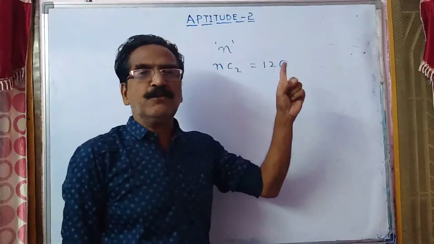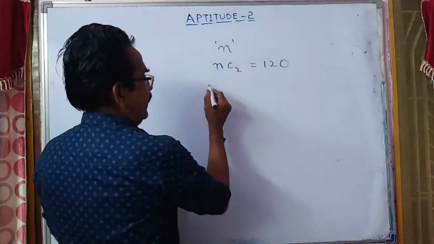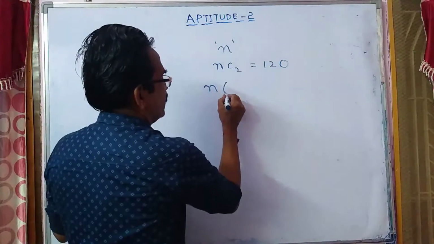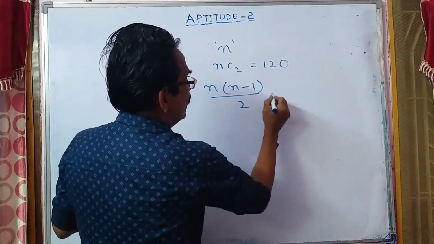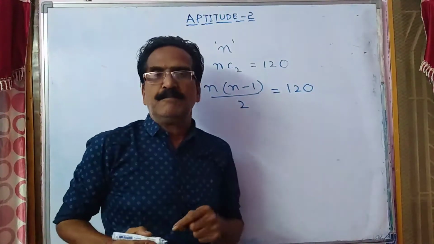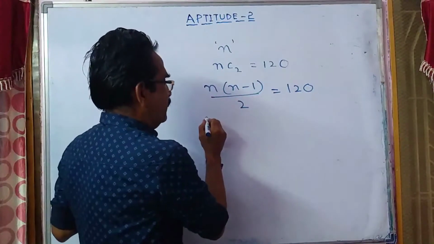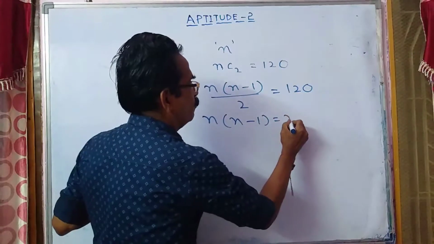So now nC2 is given. What is nC2? nC2 is equal to n into (n minus 1) by 2. So n into (n minus 1) by 2 is equal to 120. Therefore n into (n minus 1) is equal to 240.